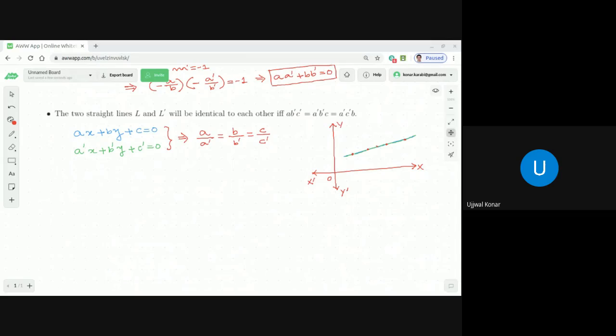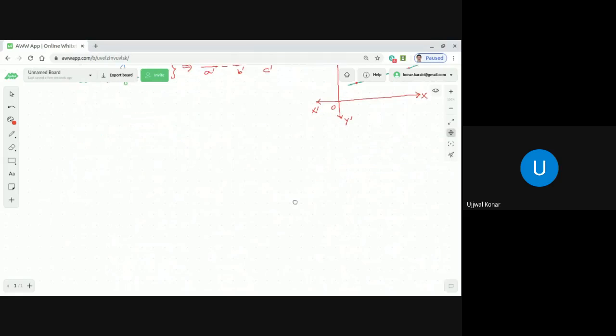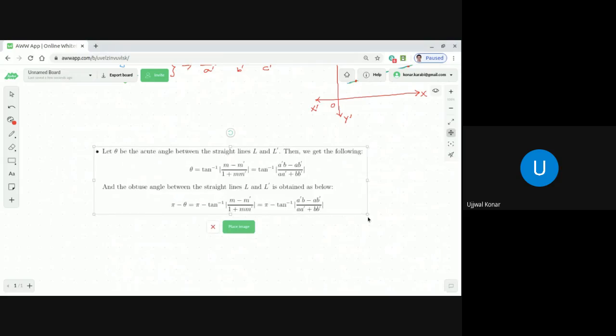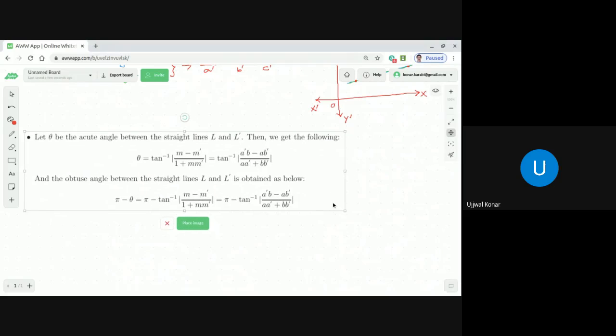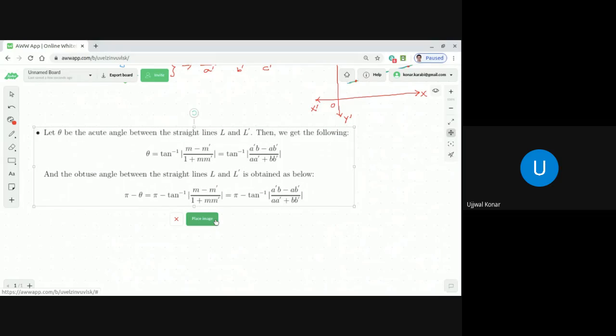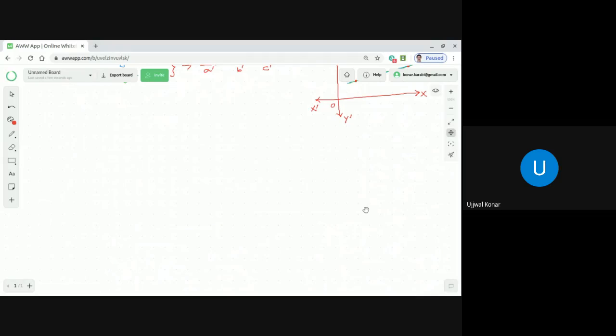So, what is the angle between the two straight lines? That we are going to find out now. So let theta be the acute angle between the two straight lines L and L dash. Then we are going to find the value of theta in terms of their slopes, or in other words, we can find the angle theta in terms of the coefficients of x, y, and the constant term of the corresponding two equations. So let me first make this presentation in front of you, and after that let me explain.